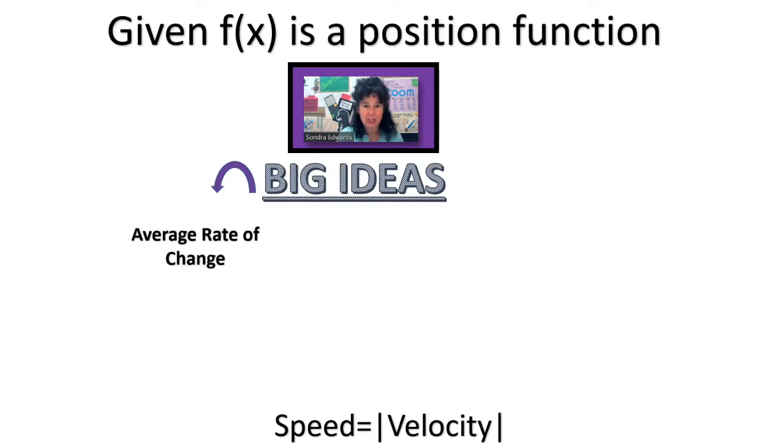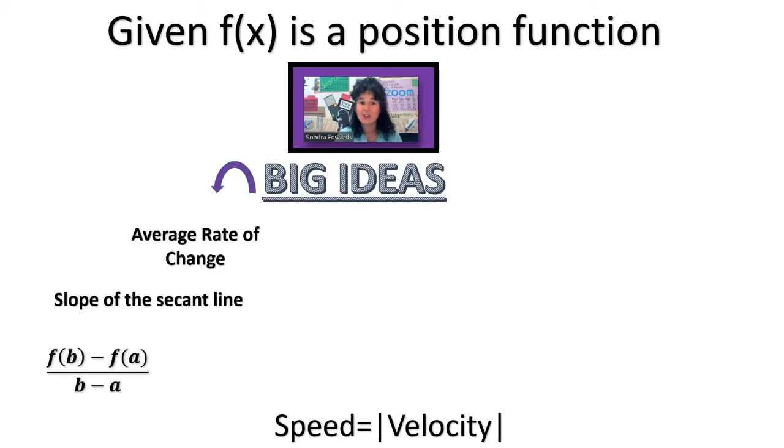Average rate of change is the same as finding the slope of the secant line, which is the same as using the formula f of b minus f of a over b minus a. All of these topics over here, these are all the exact same thing. Those go together. So if you had a question that said, find the slope of the secant line, or find the average rate of change between these two times, this is what you're using.